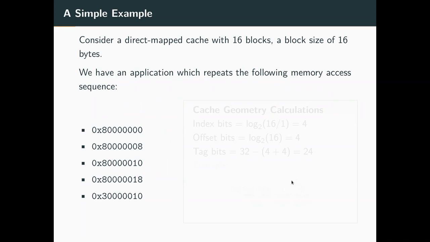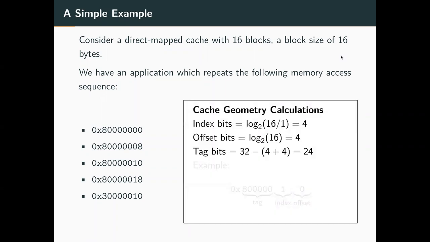All right. So we have a direct mapped cache with 16 blocks and a block size of 16 bytes. So it's a pretty small cache, obviously, not many blocks. And we have an application which is going to repeat the following memory access sequence over and over again. Let's do the cache geometry calculations to figure out how many bits are going to be on each part. Index bits: 16 over 1, because the associativity is 1 since it's direct mapped. Offset is also going to be log 2 of 16. So both of these are going to be 4.